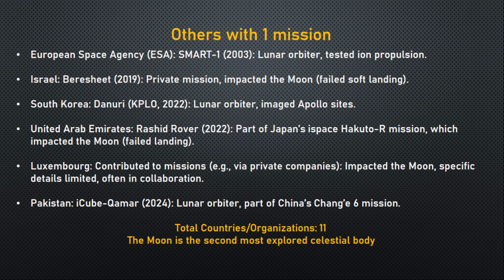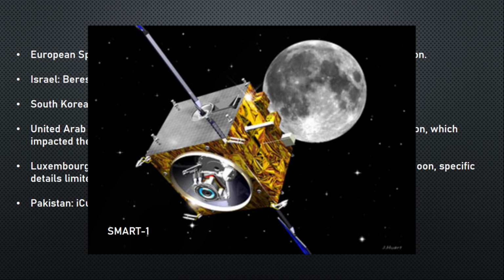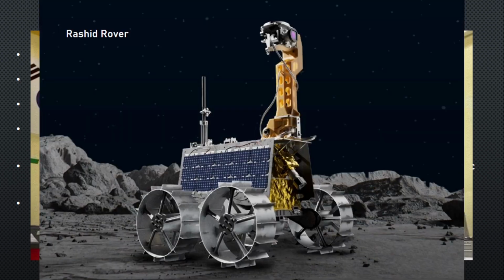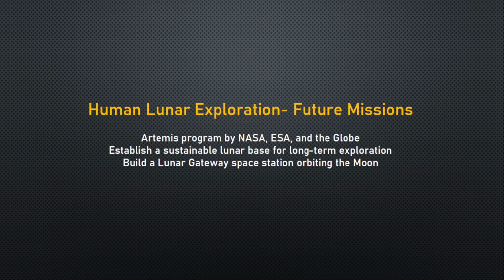So that makes the moon the second most explored celestial body after Earth. Earth is the first, the moon is the second, and that shouldn't surprise you. So here are the pictures. Pictures from, this is Korea, this is UAE, Pakistan.